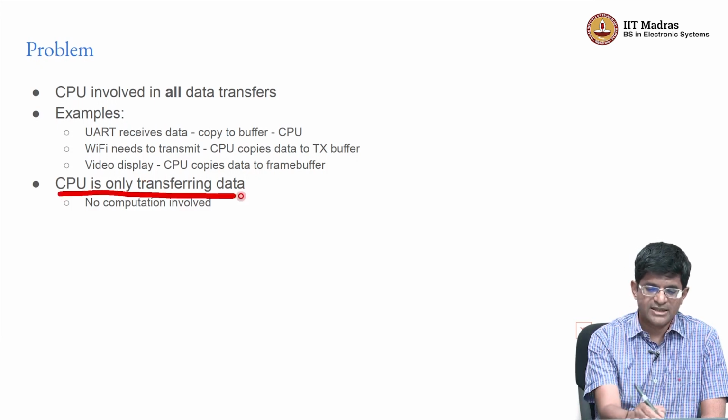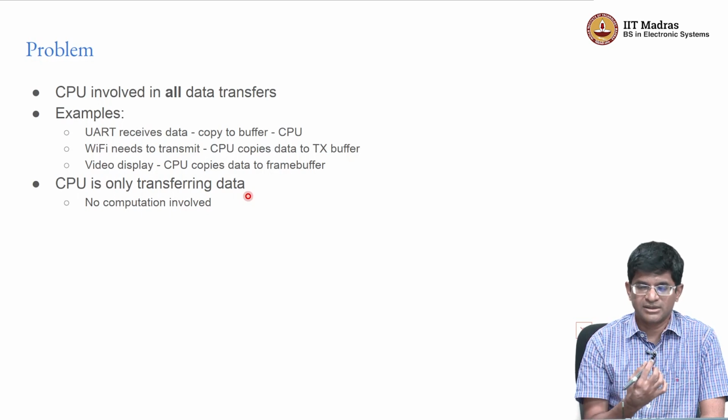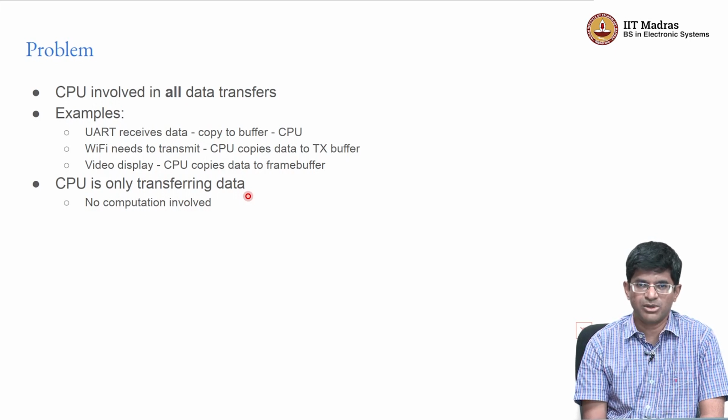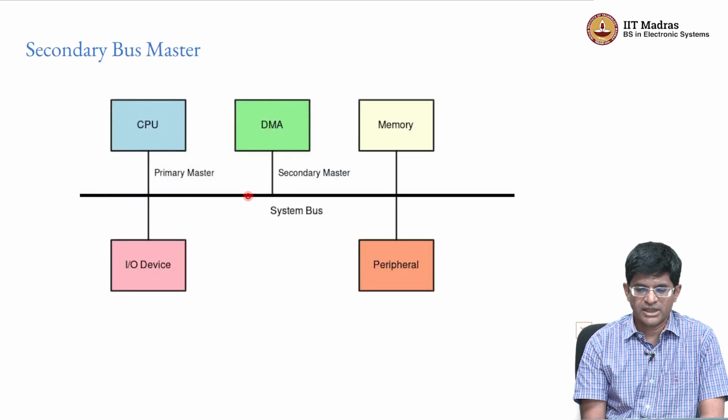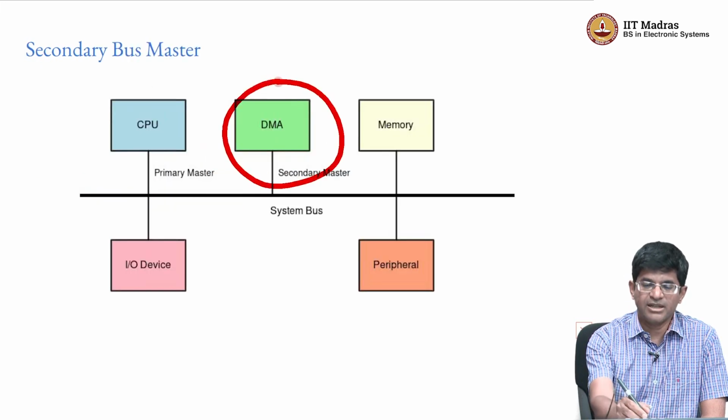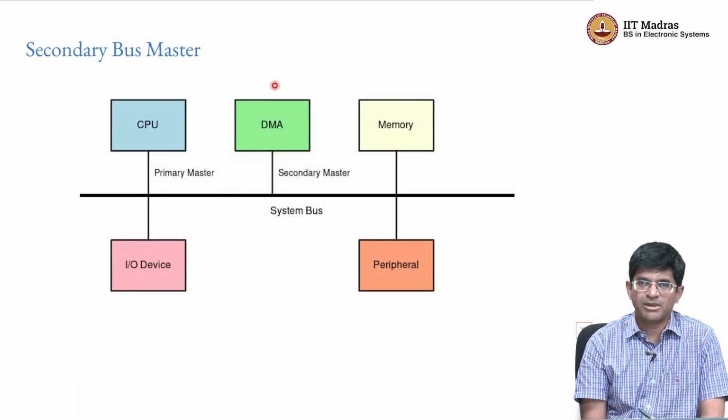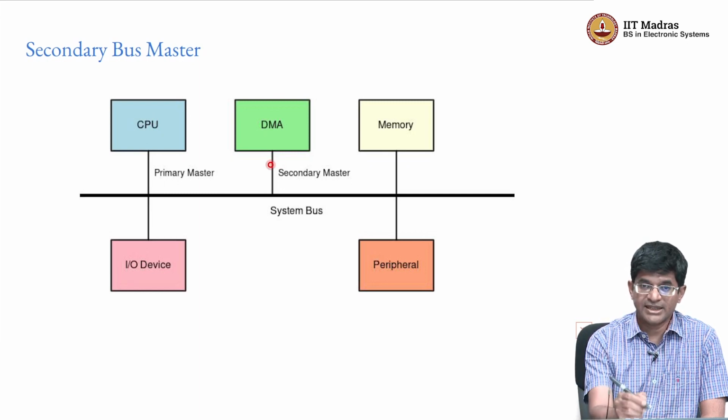In all of these cases, the CPU is only transferring data. The entire ALU, the arithmetic and logic unit, which is sort of the core functionality of the CPU, is not even being used. The alternative is to bring in a secondary master on the bus, right. So this DMA, the direct memory access controller, acts as a secondary master on the bus. In what sense? In the sense that it can now start generating addresses on the address bus, right.